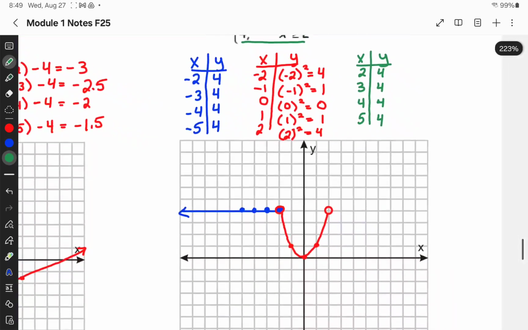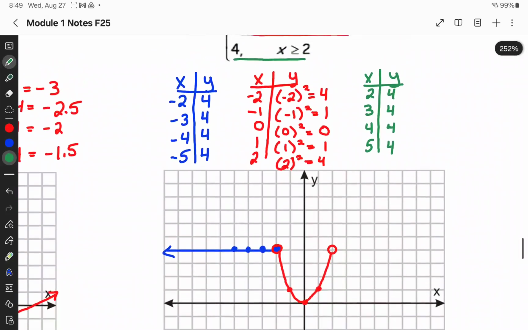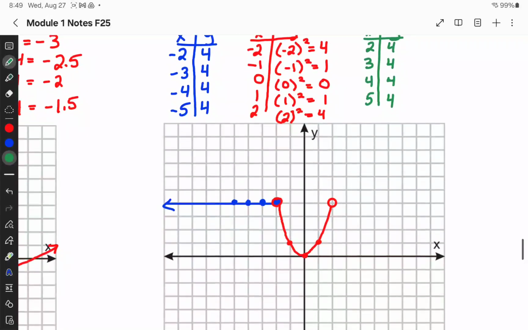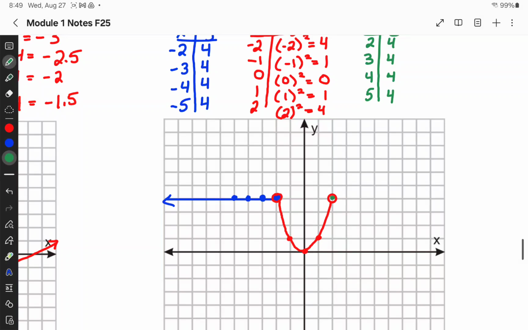So graphing that piece of my piecewise graph, I'm going to be using a solid point here because it does say greater than or equal to. And so at 2, 4, we already had an open point. Now we're actually putting a closed point there as well.